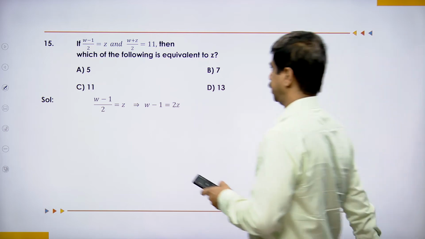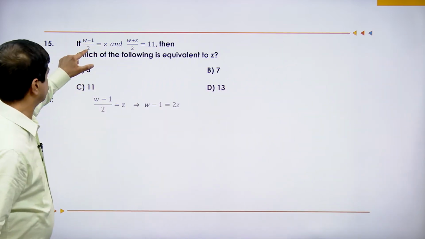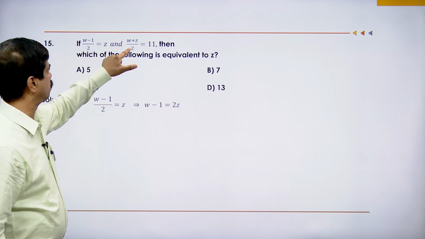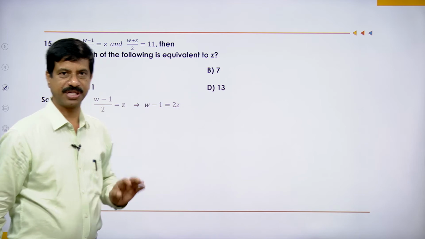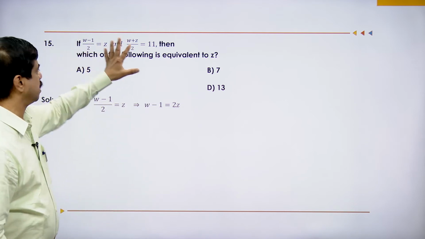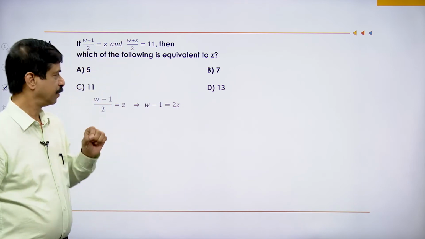Yeah, children, let us see here. He gave (w minus 1) by 2 equal to z and (w plus z) by 2 equal to 11. He is asking you to find out the value of z. Means using these two I should eliminate w, that's all.